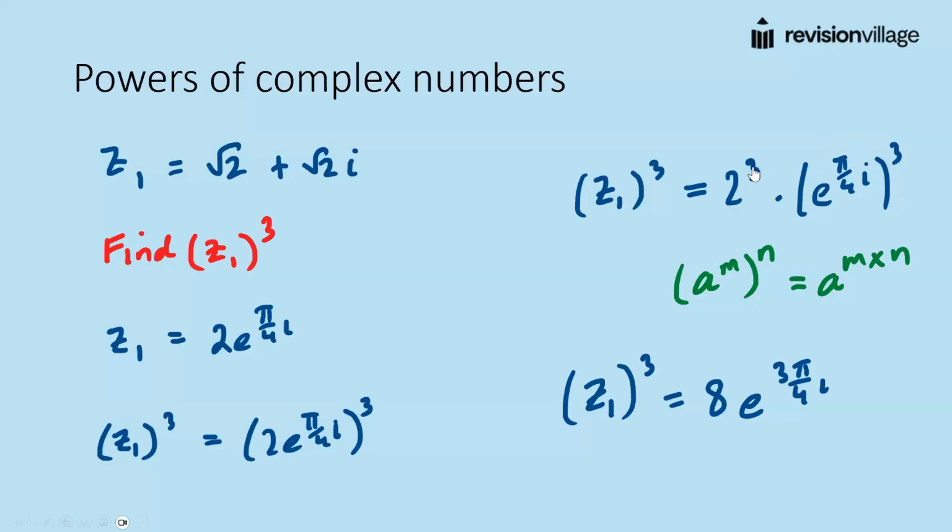So this is really just to illustrate the usefulness when you're doing a power of a complex number of writing in Euler form, because you can just always use this rule, a to the power of m to the power of n. It's a very quick one.